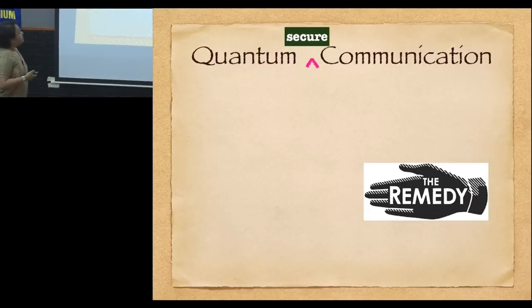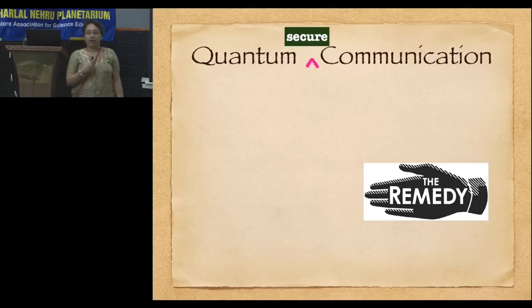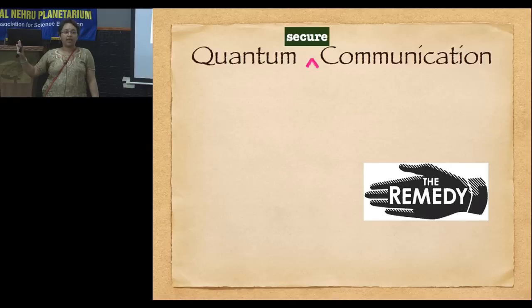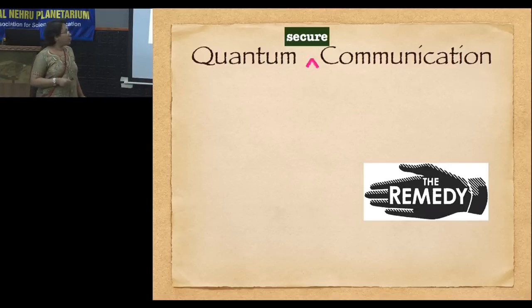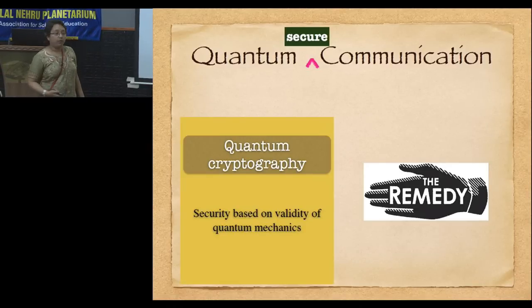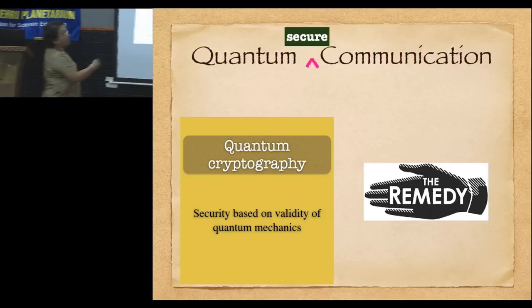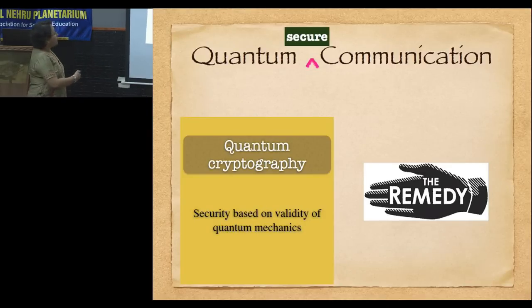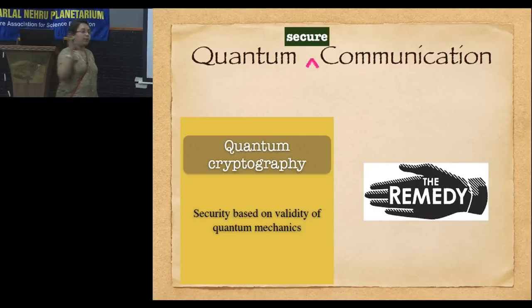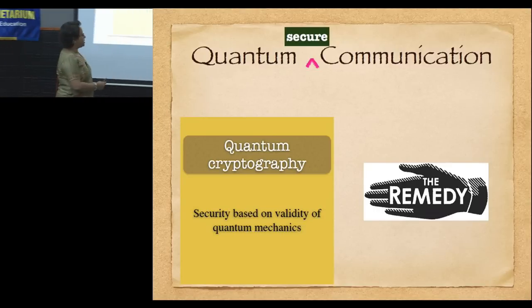So that's a kind of threat, right? If someone builds a quantum computer, all our internet banking and everything will be insecure. So what is the remedy? Again, quantum mechanics helps, because a crypto system has now been built where the security is based on the validity of the principles of quantum mechanics.